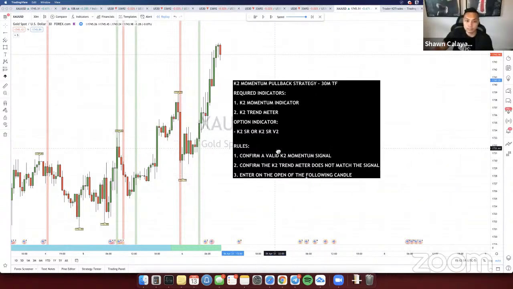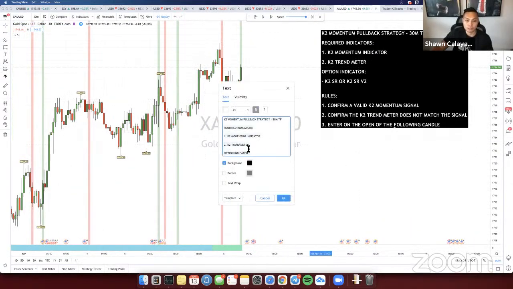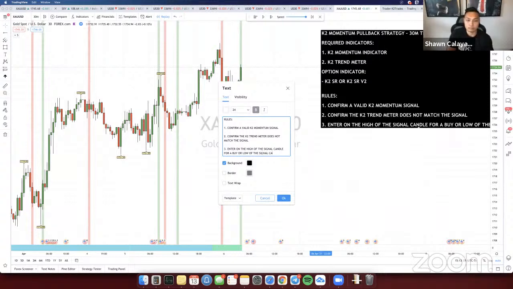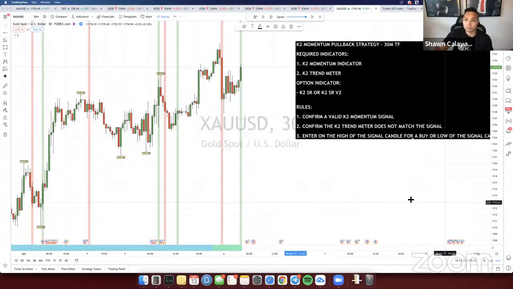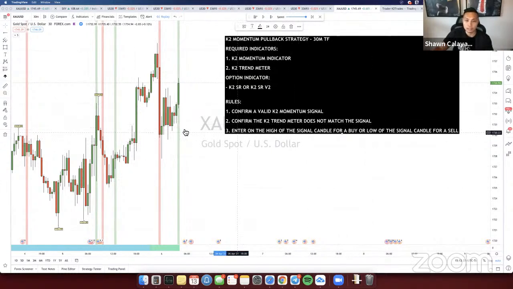So looking at this here, and also the third one's going to change as well. Let me just change this. So you're going to enter on the high of the signal candle for a buy, or the low of the signal candle for a sell. So looking at this right here, the main difference is that you want it not to match the signal and the trend meter. And then depending on where your entry is going to be, that's how it's going to differ as well. So we'll go back to this red candle right here, prior to this one that we entered.